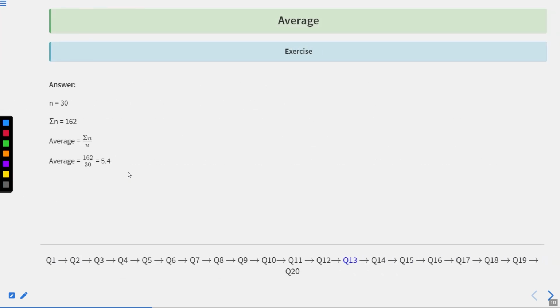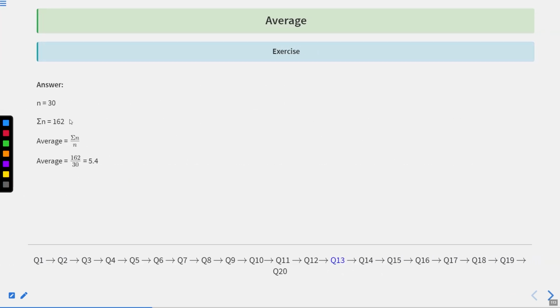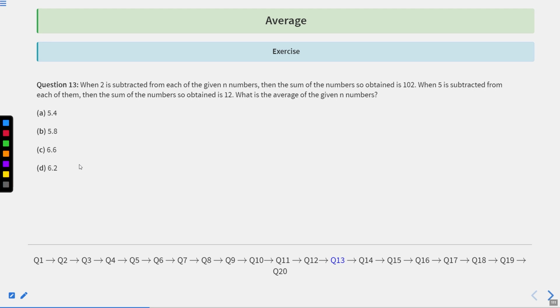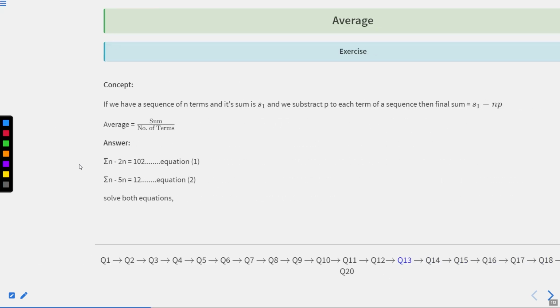So we solve these equations. We get n equal to 30, summation x equal to 162, average equal to summation x upon n, so average is equal to 162 upon 30. So it is 5.4. So 5.4 is the correct answer. That is option number A.